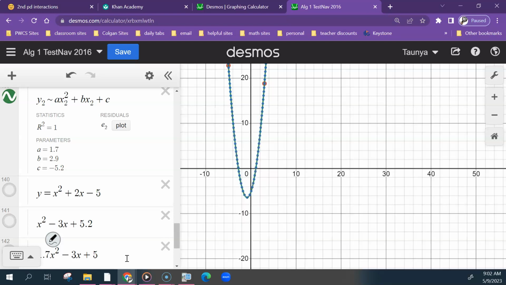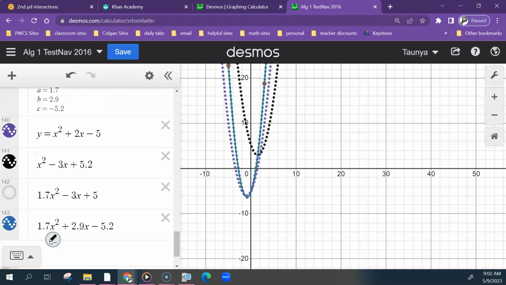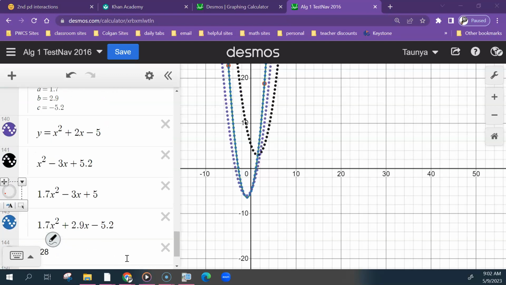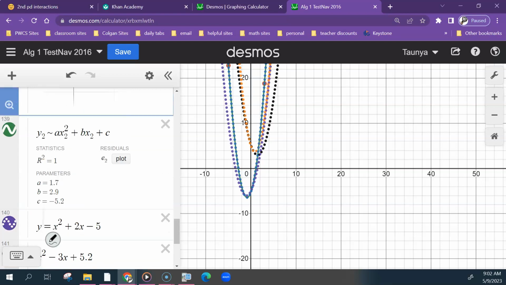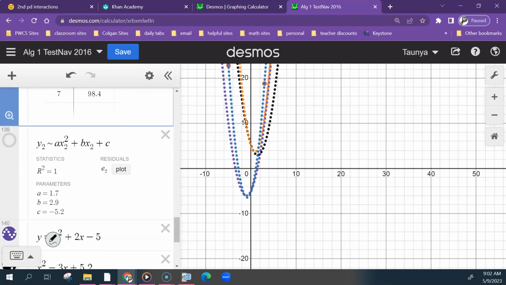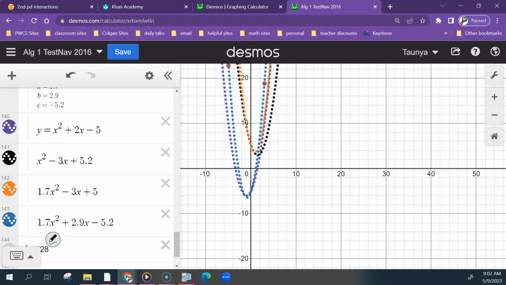You could also put these in and see which one matches, just your points. So if I didn't do this part, but I just put in my points and I put in my lines, I could see which one overlaps it. Either or.